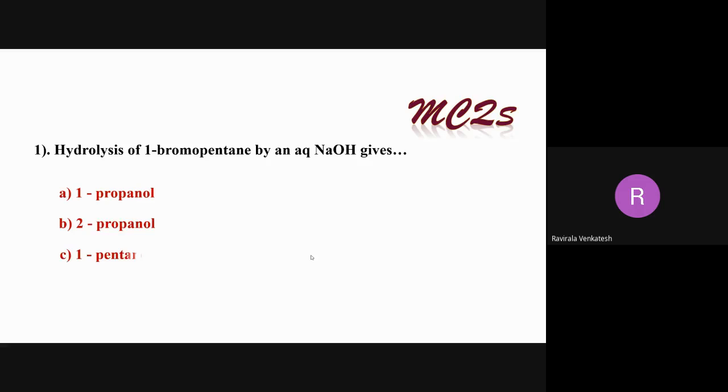Next. I think we discussed this topic in the last class. Is anybody able to tell: 1-bromopentane on reacting with aqueous NaOH, what will be the product? When you take aqueous KOH or aqueous NaOH, what happens? In the last chapter, we discussed this: alkyl halides, SN1 reaction. Anybody?